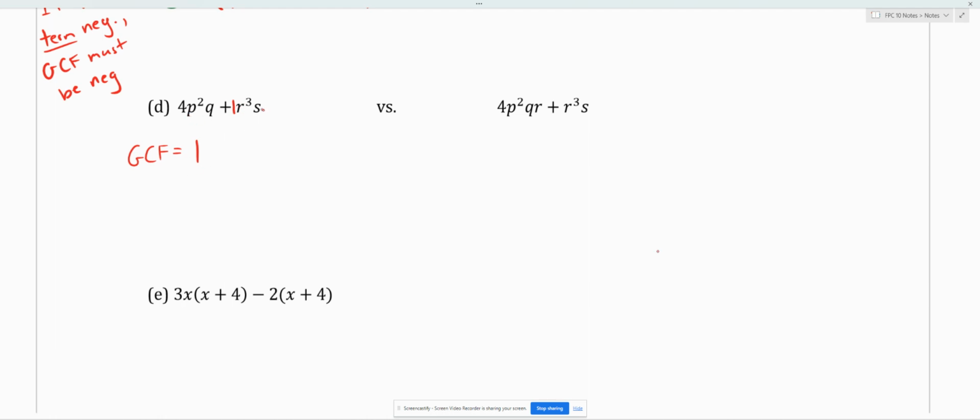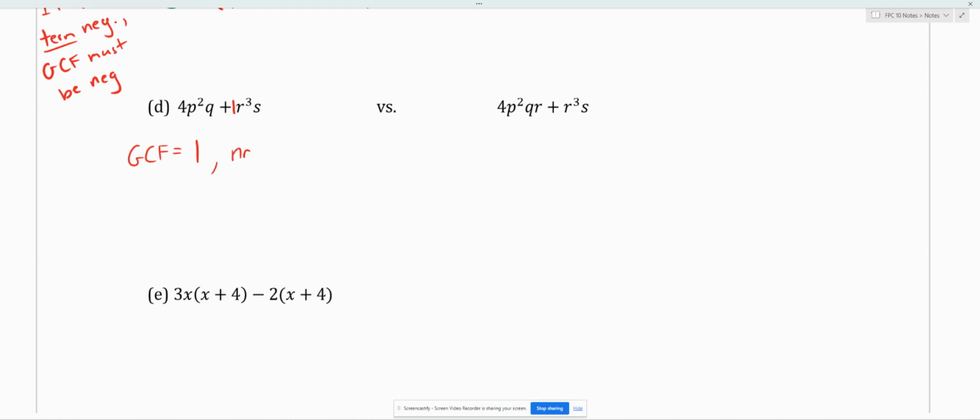Now, let's take a look at our variables. P, I have no P's in the second term, so I can't factor out a P. Q, I have no Q's in the second term, so I can't factor out a Q. Same thing applies with the R and the S. There are no R's and S's in the other term. So in this case, and this will happen from time to time, this is essentially non-factorable. There's nothing other than a 1 that I can factor out of this polynomial.